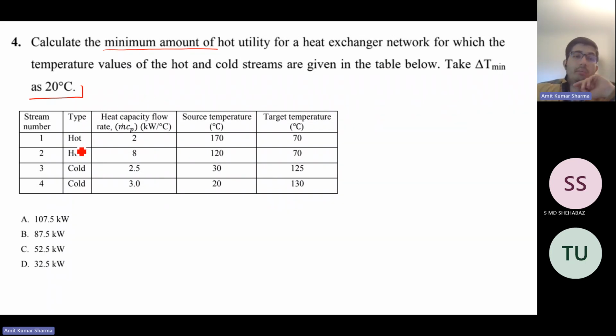You are given hot streams, cold streams, and their heat capacities. For hot stream 1, it is 2. For hot stream 2, it is 8. For cold stream 3, it is 2.5. For cold stream 4, it is 3.0. Then the source temperatures are 170, 120, 30, 20. And the target temperatures are 70, 70, 125, 130.